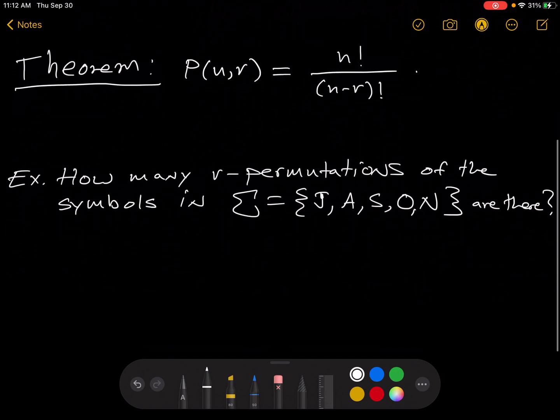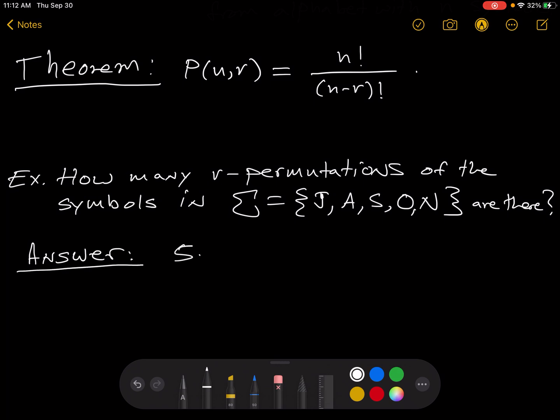So now let's look at this problem that we looked at in the previous video. We found in the previous video that the answer to this problem was 5 times 4 times 3, otherwise known as 60.